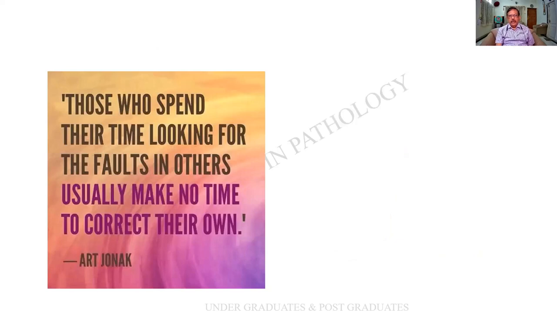Those who spend their time looking for faults in others usually find no time to correct their own. Again, a beautiful one. Why I have been repeatedly talking about this fault finding is that there are a lot of faults in this. For example, in the Sahli's method that we are using, the error can be anywhere between 20 to 30% or even more. And in the Tallqvist method, it is 20 to 50%. The least error among the conventional methods will be Drabkin's or the cyanmethemoglobin method, and the most accurate can be the chemical method.